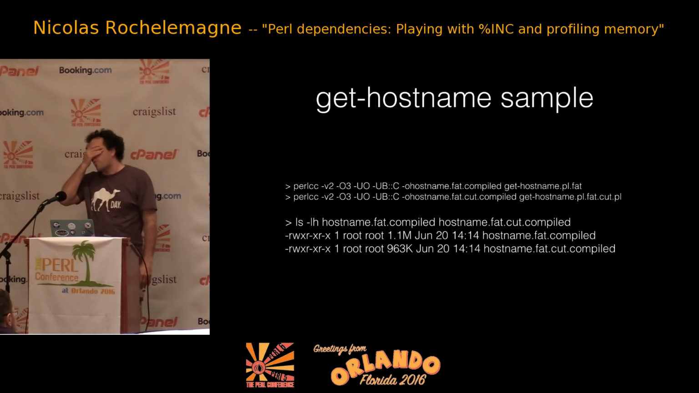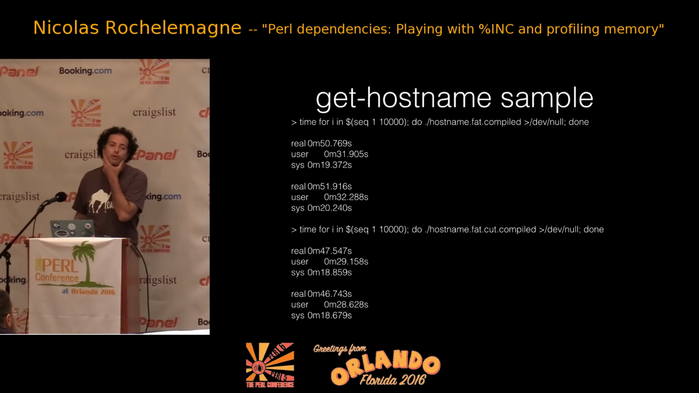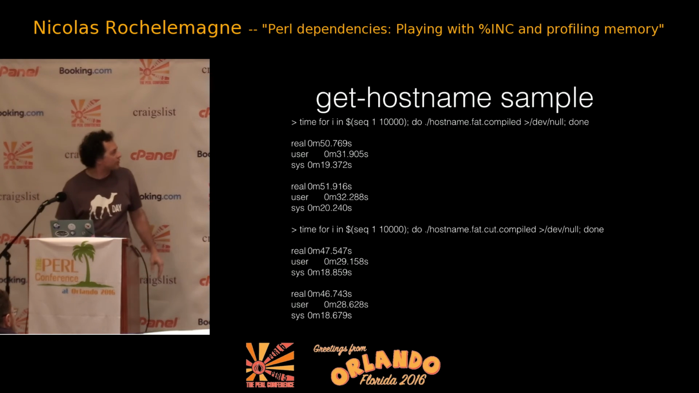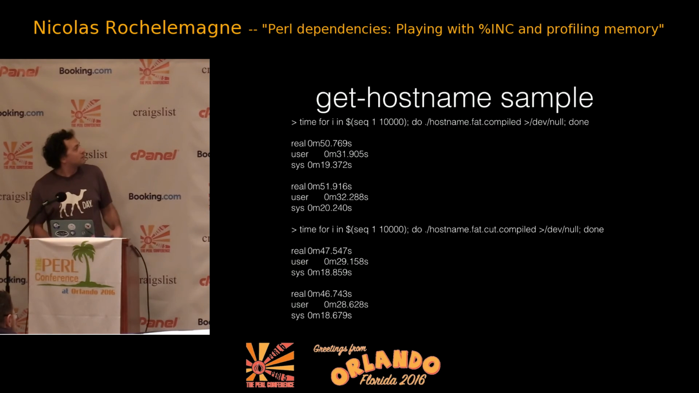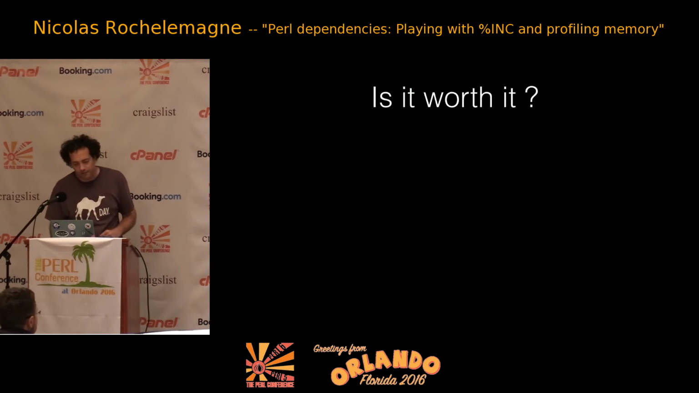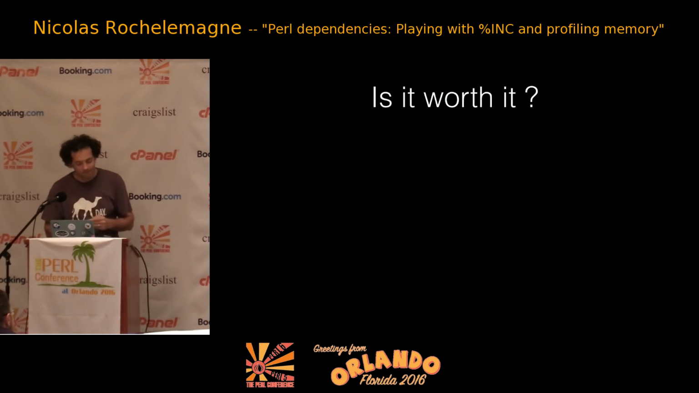When we try to compile this program, we now have something 200K smaller. And when we run it, because that's what matters also, we are about 5 to 10% faster after compilation. So this is a very simple program, but it is just showing what kind of impact you can have. All of this, is it really worth it?